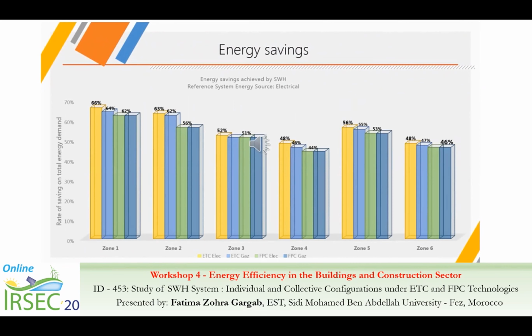So the energy saving rate was calculated taking into account the electric water heater as conventional reference system, replaced by all studied system ETC and FPC with different backup system electric and gas. All choices can save about 50% of global energy as an average, but the evacuated tube collector using the electric backup is the best.